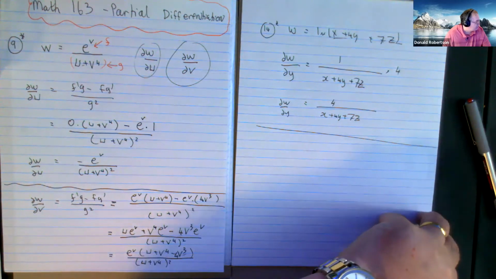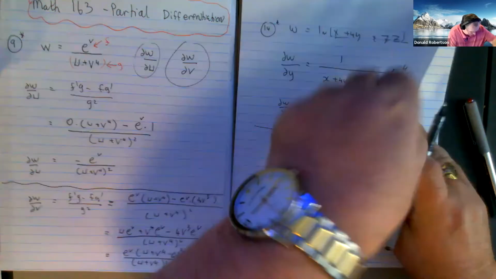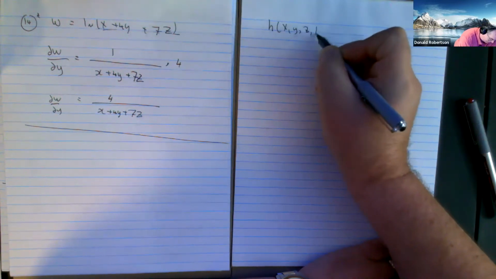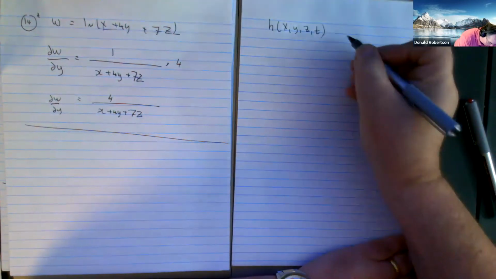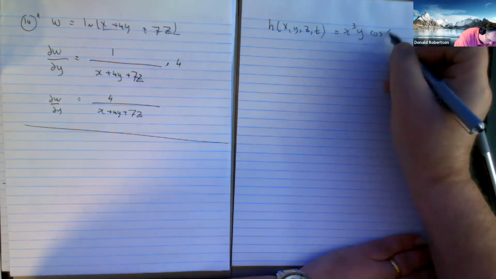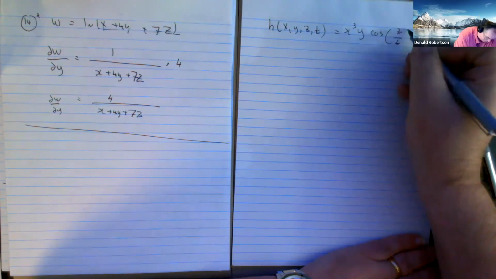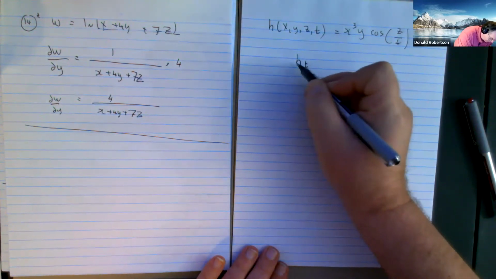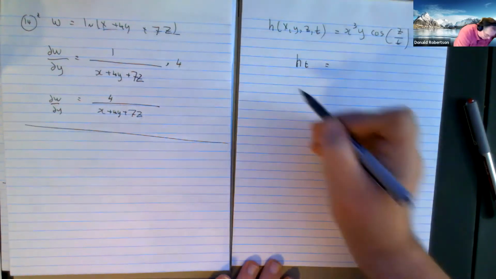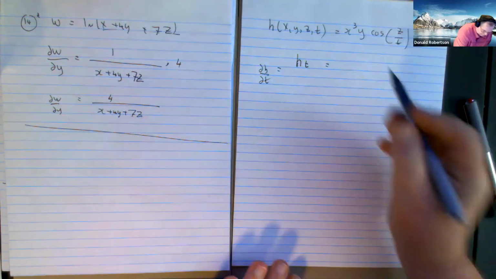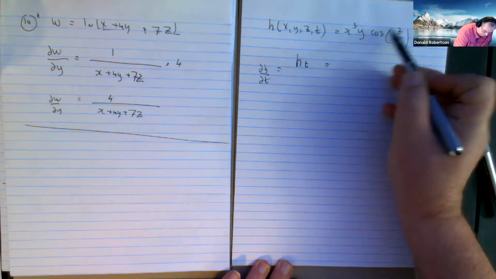Okay. Now we're getting towards the end. When you get towards the end, they get uglier. So here is a function with 4 variables in it. And it's x cubed y, the cosine of z over t. And we are going to just find that one, because I think that's the hardest of the 4 possible partial derivatives that you could be asked to find. So it's x cubed y, the cosine of z over t.